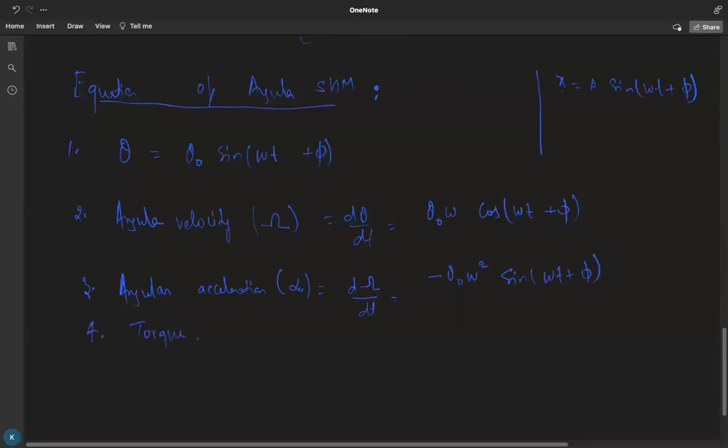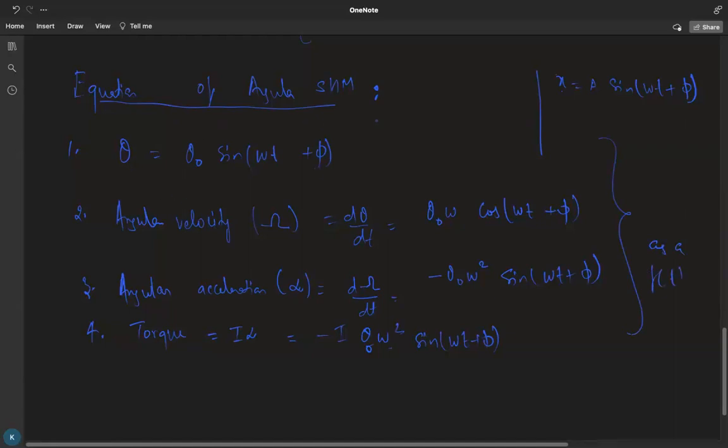Fourth, torque is equal to I into alpha, right? So here the I you can write according to the given figure, and alpha is actually here, right? So we can write theta naught omega square sine(omega t plus phi). So I'm writing these equations as a function of time.